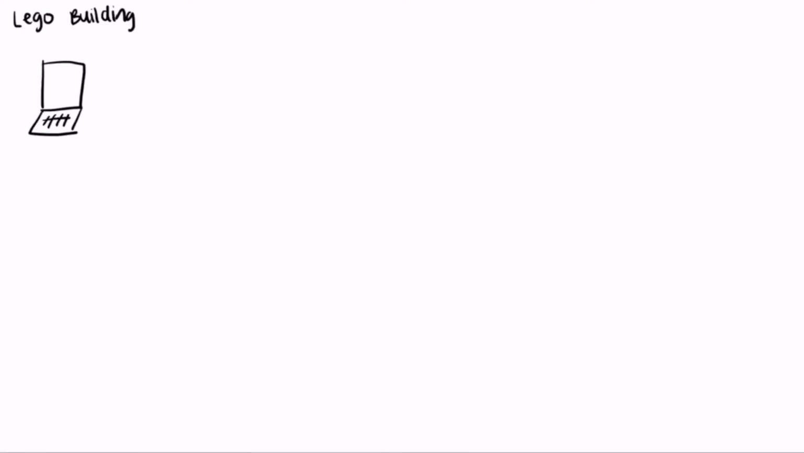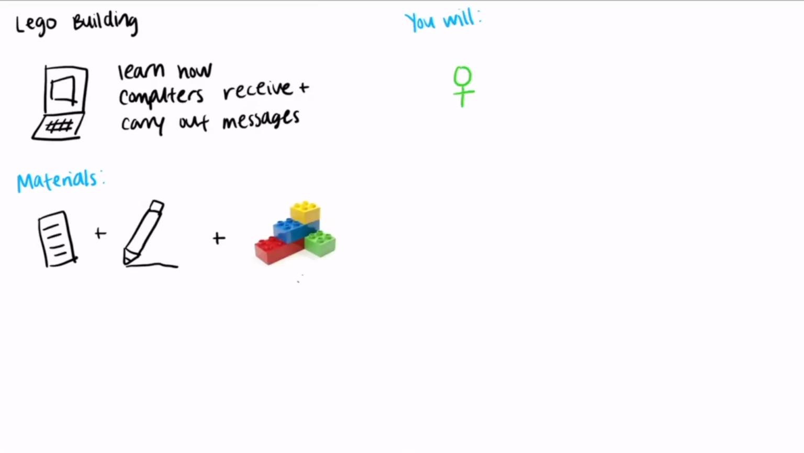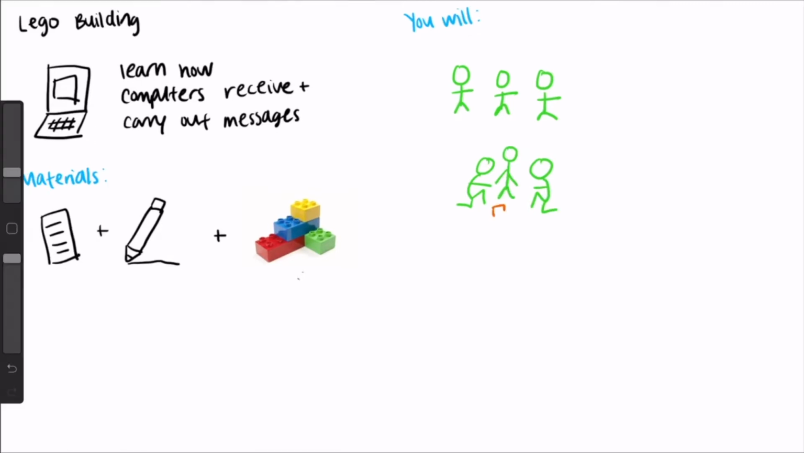The first activity we will be doing is a Lego building activity. In this activity, you will learn how computer systems receive and carry out messages by simulating or mocking through a Lego activity. You will need paper, something to write with, and Legos, about 3 to 5 per group. You will gather into groups of 3. Each group should arrange their Legos in a specific formation. Please remember what formation your Legos are in and remember it in detail.